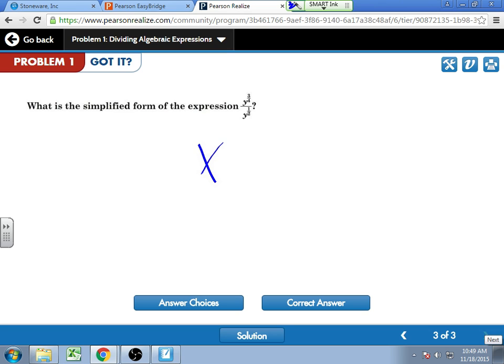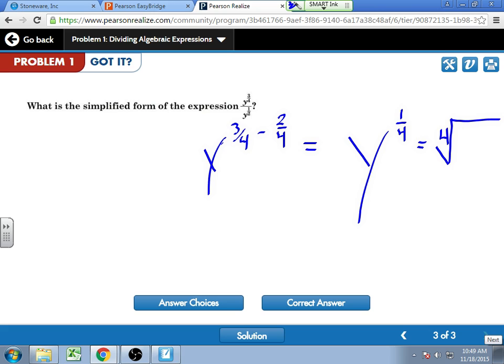So now we would do y to the 3/4 minus 1/2. Well, 1/2 is really 2/4, so this really becomes y to the 1/4, or the 4th root of y.